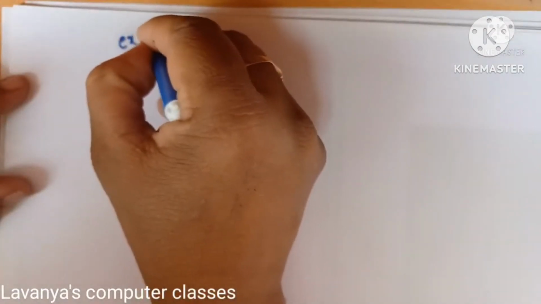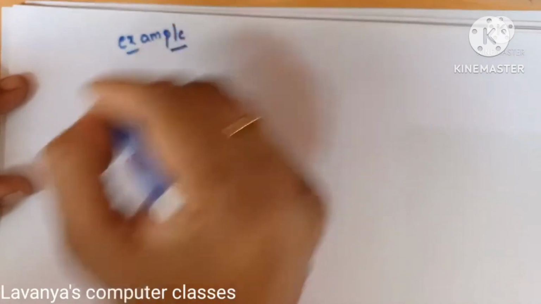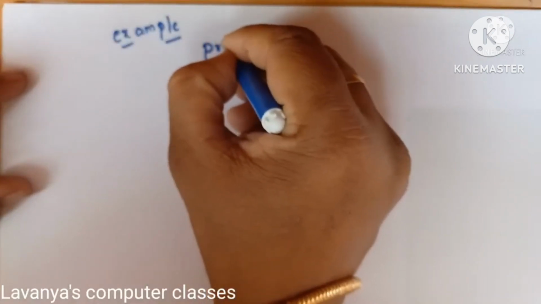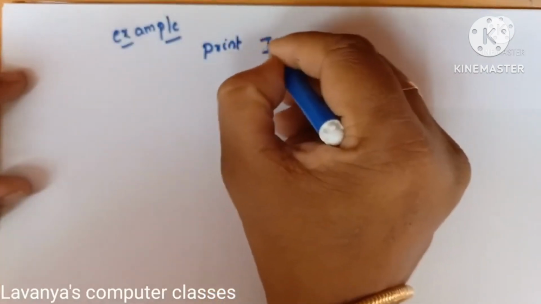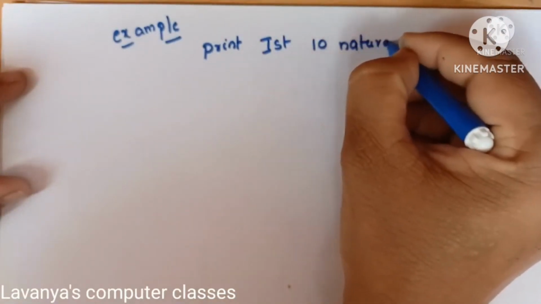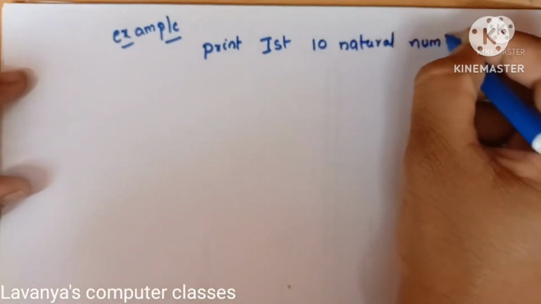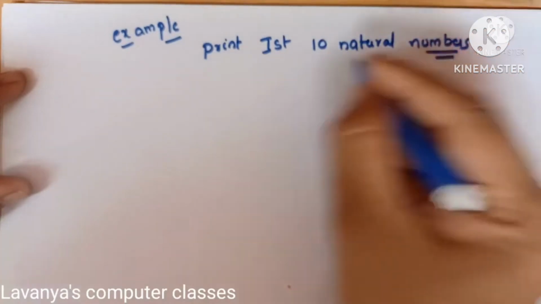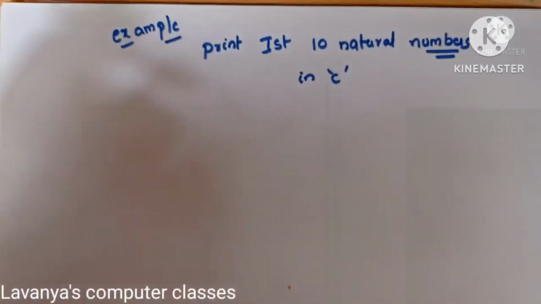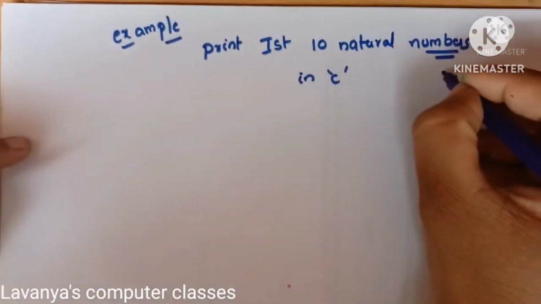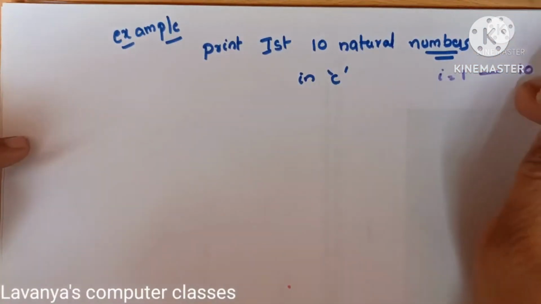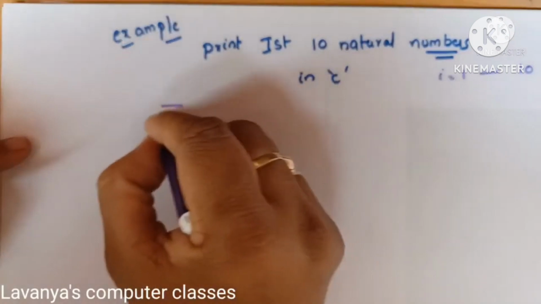So now we'll explain some example programs. A simple example program: print the first 10 natural numbers using for loop. First 10 natural numbers means starting from 1 and ending at 10. So the initial number is 1, the final condition is 10. I am writing this program in C language. So in C language, the I value goes from 1 to 10, starting number 1, ending number 10.